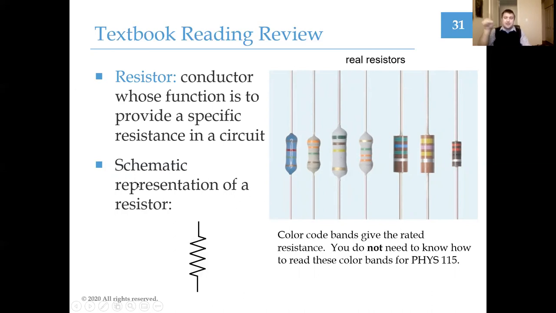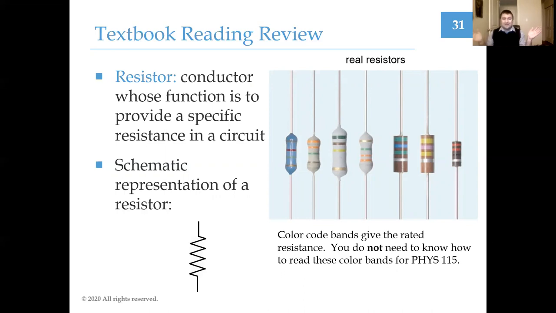We're going to indicate them with a diagonal line when we're putting in specific resistors as opposed to light bulbs. You should also be aware that these resistors are color-coded. You can tell how big the resistance is by reading off the colors on these resistors. You do not need to know that for 115.